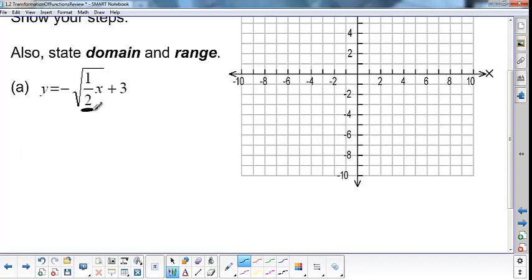I do have a K value right here, so I know I'm going to have some sort of horizontal stretch or compression. The first thing we're going to talk about is our horizontal, and it's going to be a stretch because, as I mentioned before, if your K value is between 0 and 1, then you're going to have a horizontal stretch.